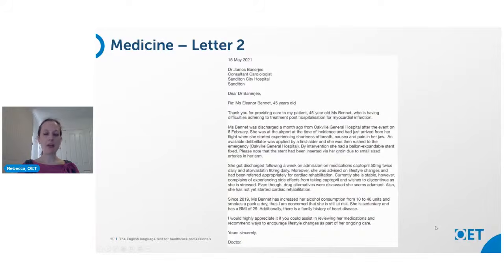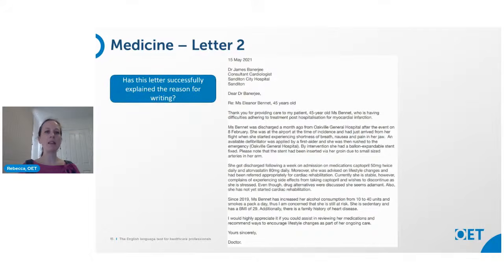So let's have a look at another letter. This one was submitted by Janice. So thank you, Janice, for submitting it for this session. Again, I'm going to give you a couple of minutes to read the letter and then comment in the chat about whether you think this letter successfully explains the reason for writing. So just take a couple of minutes to read through Janice's letter and let me know in the chat on Facebook or YouTube whether you think this letter successfully explains the reason for writing.